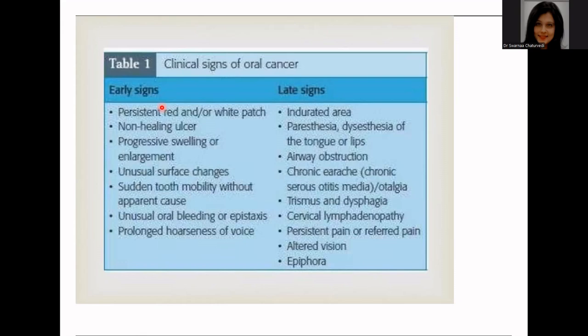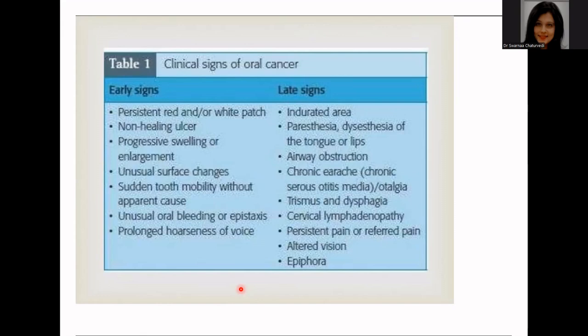So the clinical signs of oral cancers have been divided into early and late signs. Early signs include a persistent red or white patch which is not responding to any of the usually used medical agents. Then if there is a non-healing ulcer, a progressive swelling or enlargement which is unusually rapid, unusual surface changes, sudden tooth mobility without apparent cause, unusual oral bleeding or epistaxis, or prolonged hoarseness of the voice. In the later stages, there will be an indurated area, a hard, stony hard area.